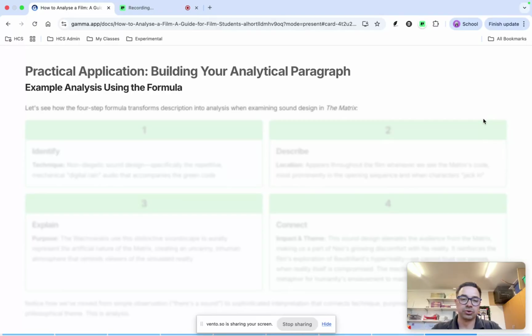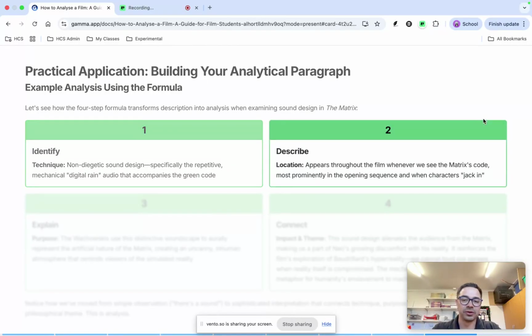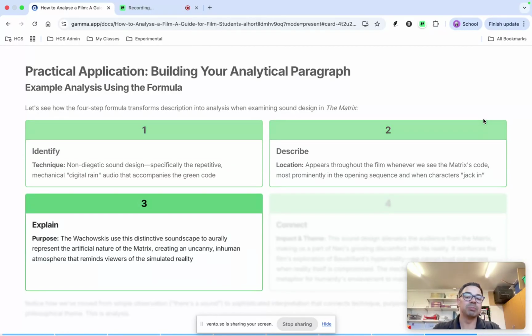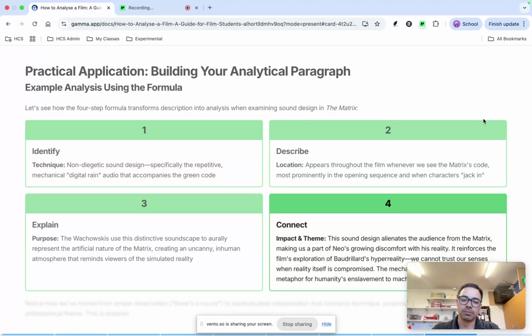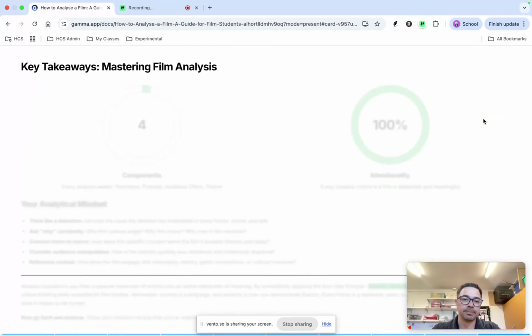So again, just to restate our point, we're going to identify those techniques, we're going to describe them, we're going to explain them, we're going to connect them, the impact on the audience, the theme of the wider world relevance today. Okay, I think that's pretty much all you need to concern yourself about this.